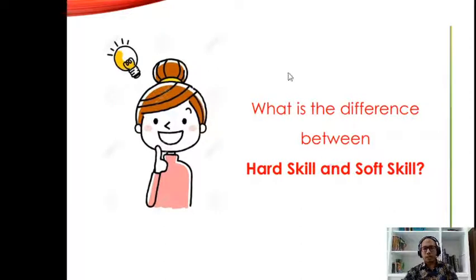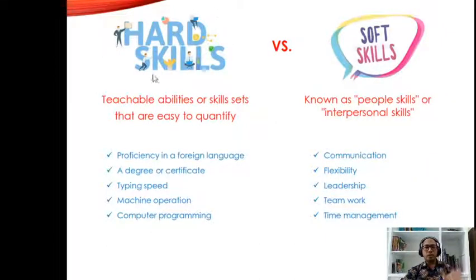Okay, I would like to share the difference between hard skill and soft skill, especially for learning English. The first one is hard skill: teachable abilities or skill sets that are easy to quantify. Hard skill is related to proficiency in a foreign language like English, a degree or certificate, typing speed, machine operation, and computer programming. So hard skill is related to English and also the abilities. How about soft skill, known as people skill or interpersonal skill?